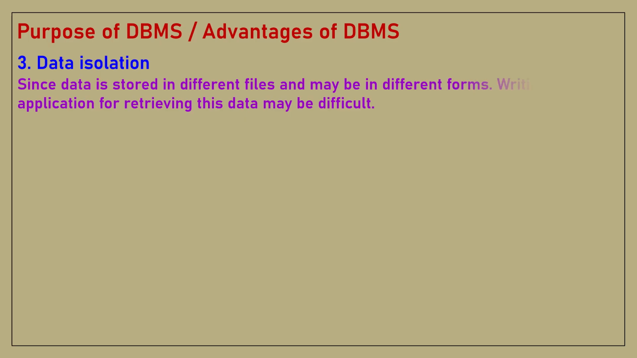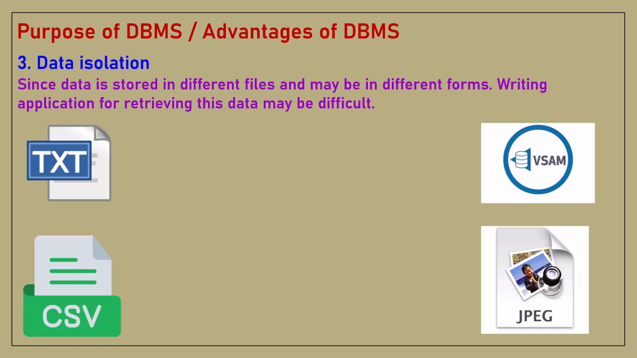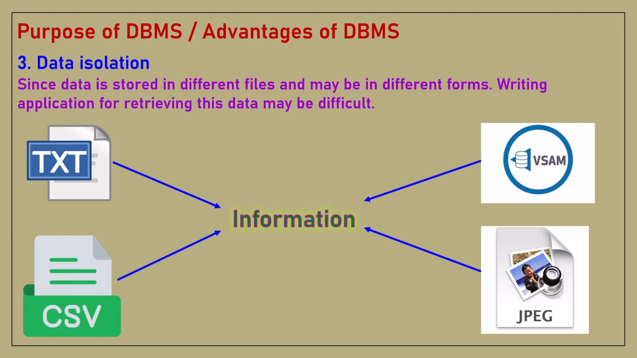Since data is stored in a file system using different files and may be in different forms, writing applications for retrieving this data may be difficult, whereas databases can accommodate many types of data in one place.